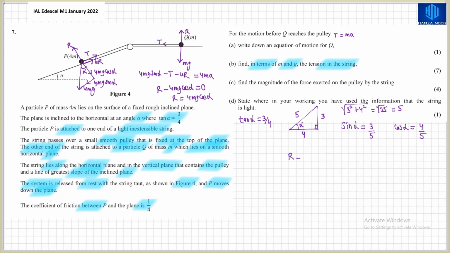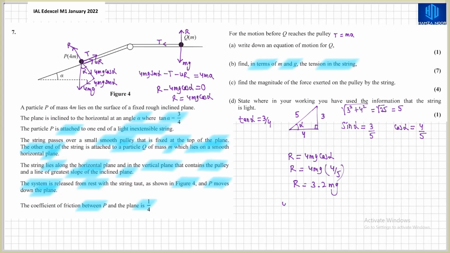So as we know that R is equal to 4mg cos alpha. Therefore R is equal to 4mg multiplied by 4 over 5. So R will be equal to 3.2mg. And then we are going to use this R in the equation of motion for particle P.